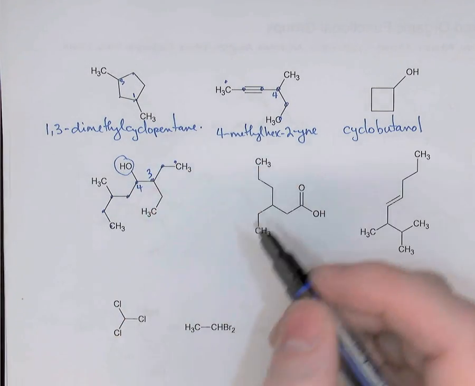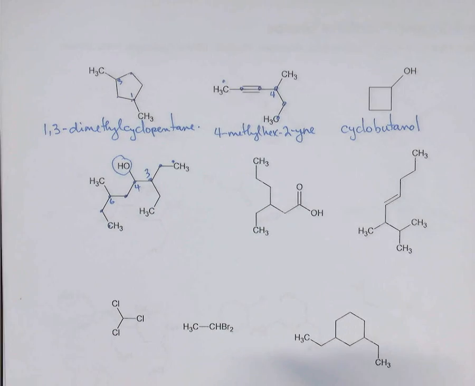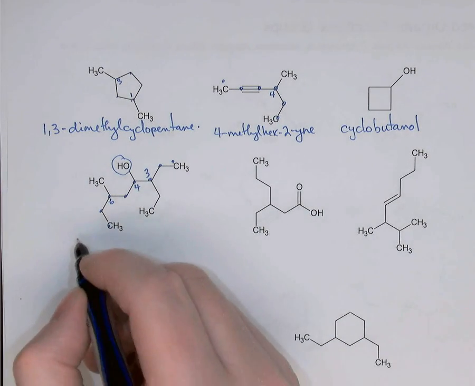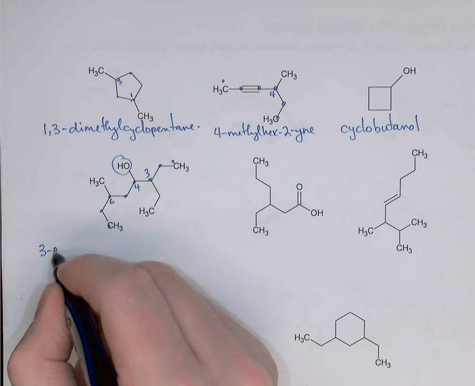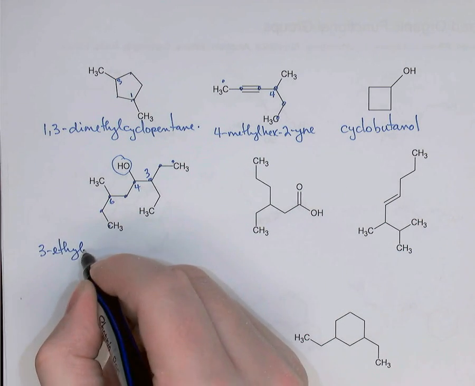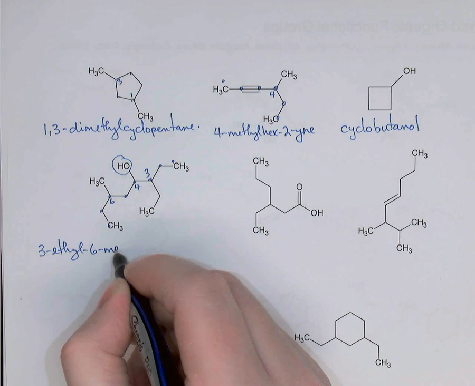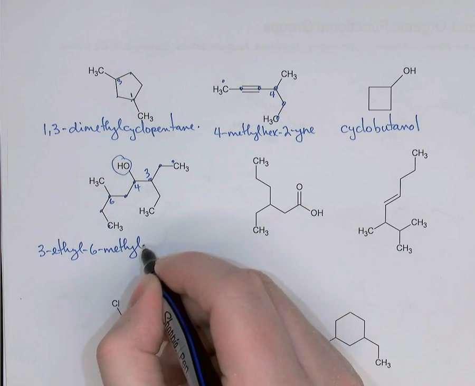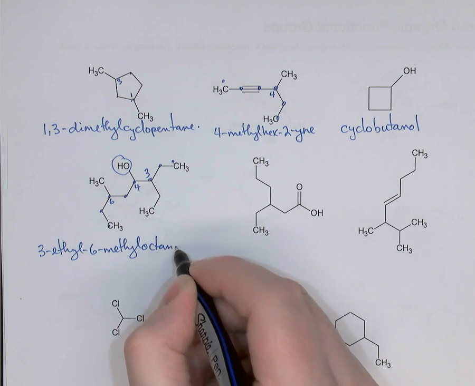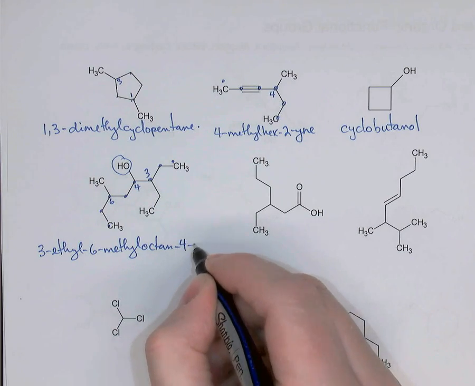Carbon 3 has a methyl branch. Carbon 6 has an ethyl branch. We name the ethyl before the methyl, so this is 3-ethyl, 6-methyl, octan-4-ol.